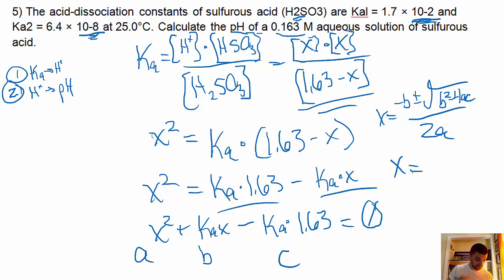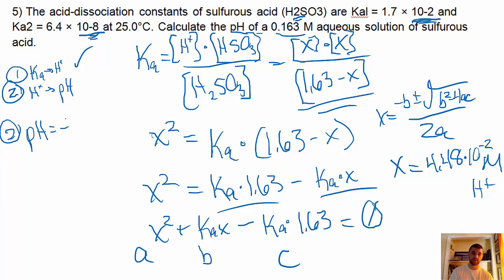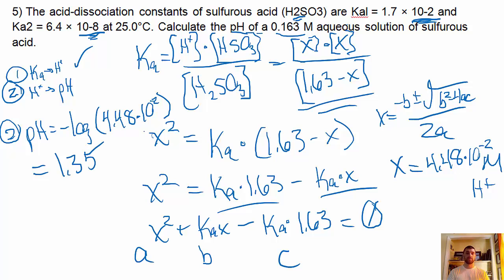All right, so I plug and chug, and I get 4.48 times 10 to the minus 2, and that is my molar concentration of H plus. Done? Say no. No. All right, good answer. We just finished that first step. We got our H plus concentration. Now we got to plug it in to the pH equation, where pH equals negative log of the H plus concentration, which was 4.48 times 10 to the minus 2, and we get 1.35. That's it.